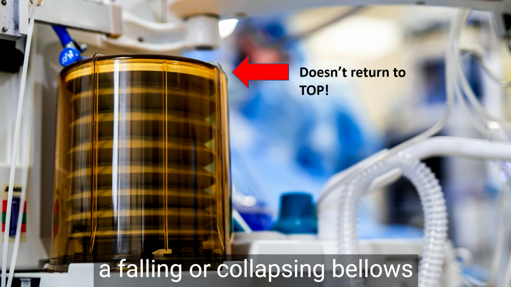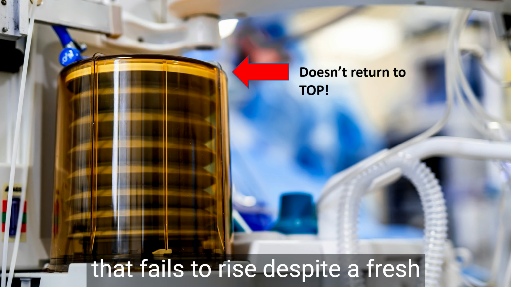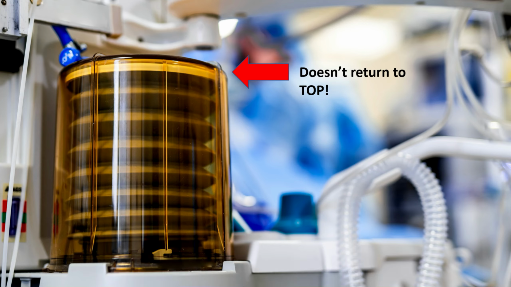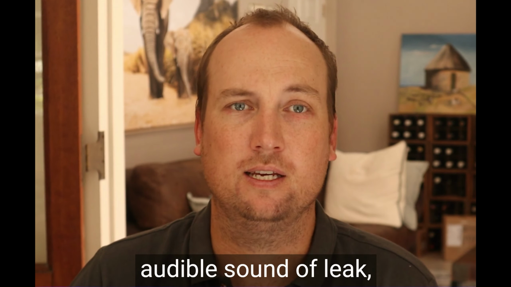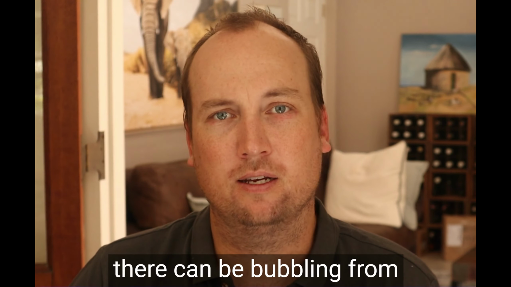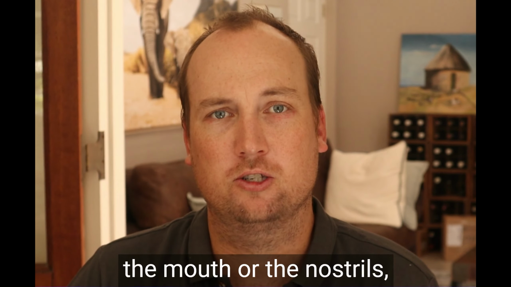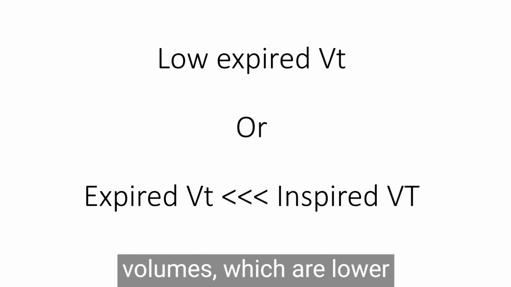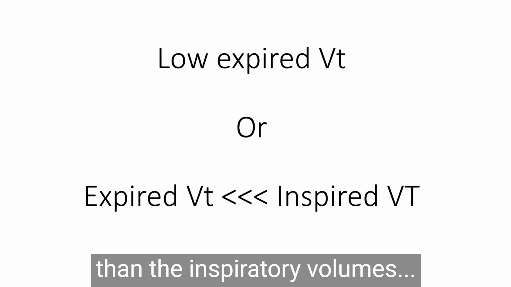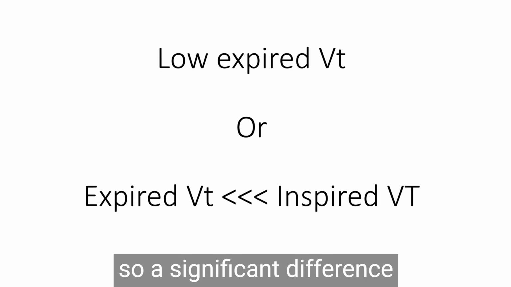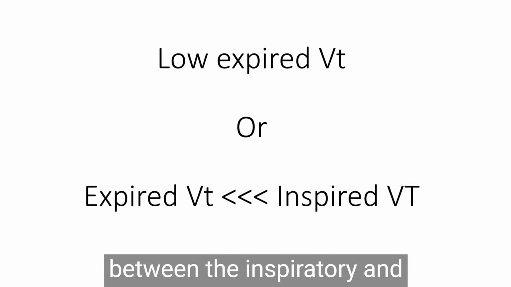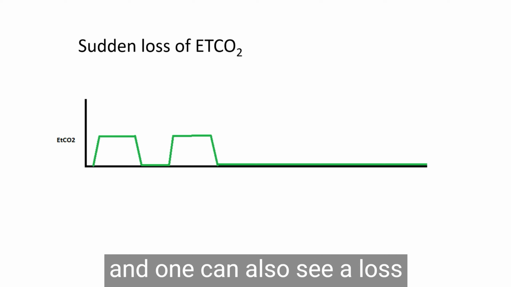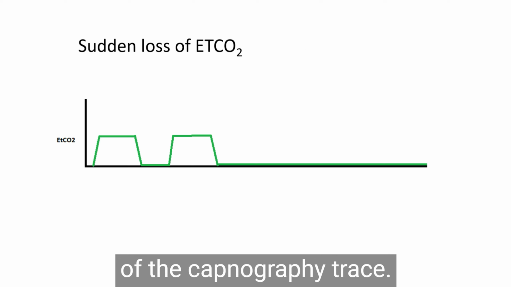The features of a significant leak are a falling or collapsing bellows that fails to rise despite fresh gas being added to the circuit. There can also be the audible sound of leak. There can be bubbling from the mouth or the nostrils. We can see low expired tidal volumes, which are lower than the inspiratory volumes, so a significant difference between the inspiratory and the expiratory tidal volumes. And one can also see a loss of the capnography trace.